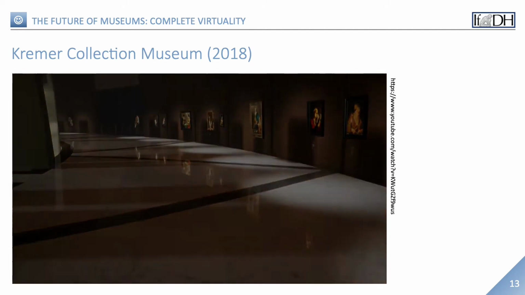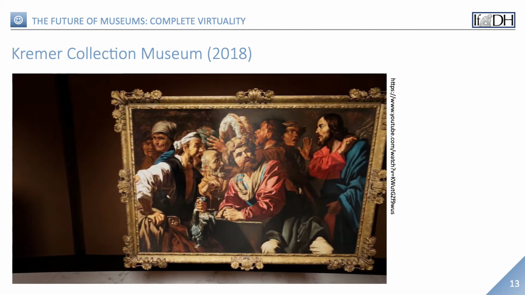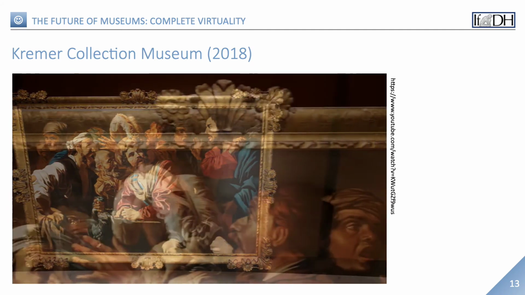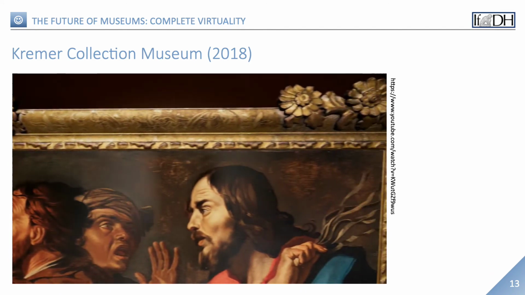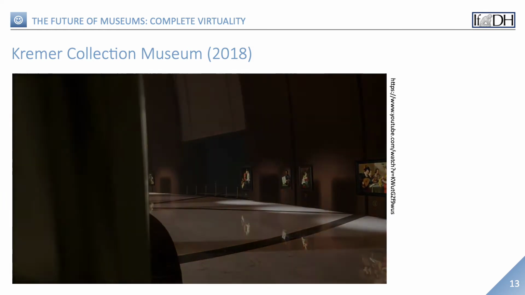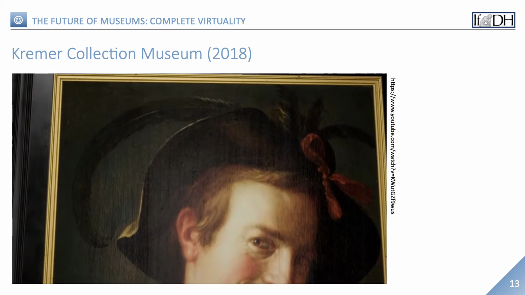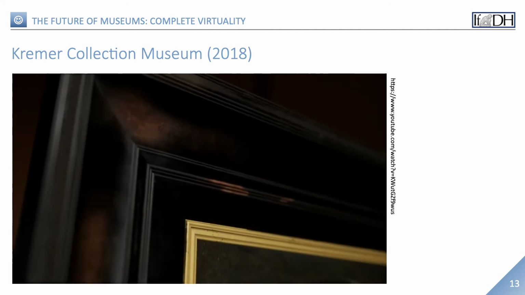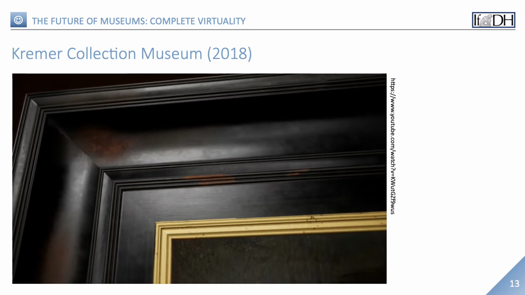And finally, I would like to present the Kremer Collection Museum, a virtual museum that does not exist as a physical museum. It brings together Dutch and Flemish old masters from the 17th century in a museum-like ensemble, and thus creates a private museum of a very special kind. In this way, art becomes the property of everyone. And digital communicating at the museum thus ranges from the internet in 3D to complete virtuality.